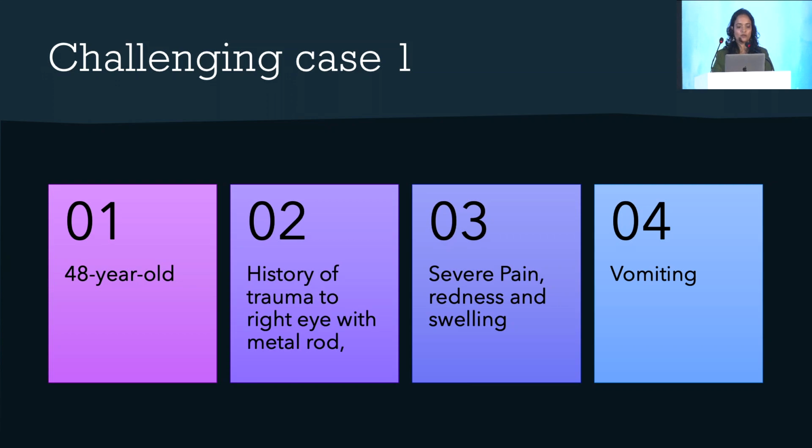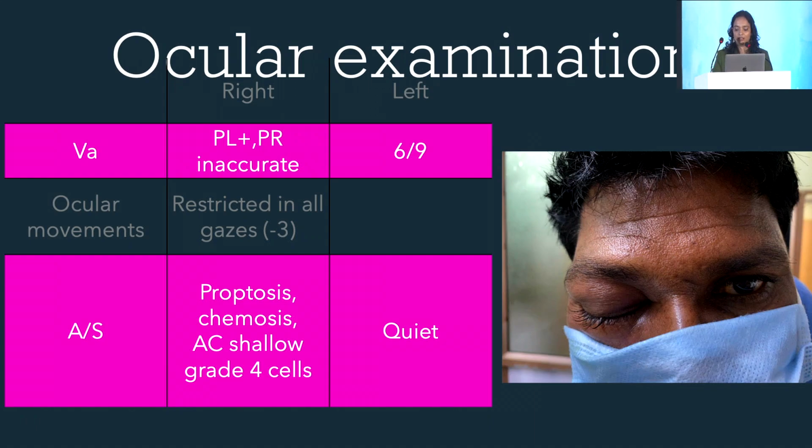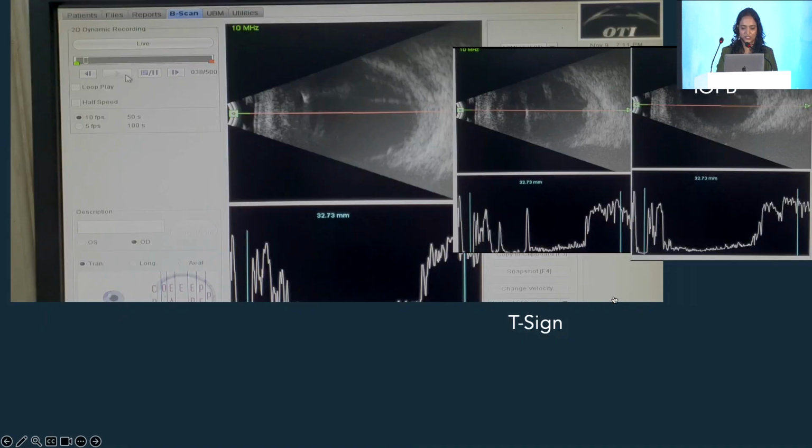This was a 48-year-old gentleman with history of trauma to the right eye with a metal-on-metal activity. There was severe pain, redness, and swelling. The patient also had intractable vomiting. The vision in the right eye was only PL, and the ocular movements were restricted in all gazes. There was proptosis, severe chemosis, and a lot of anterior chamber reaction.